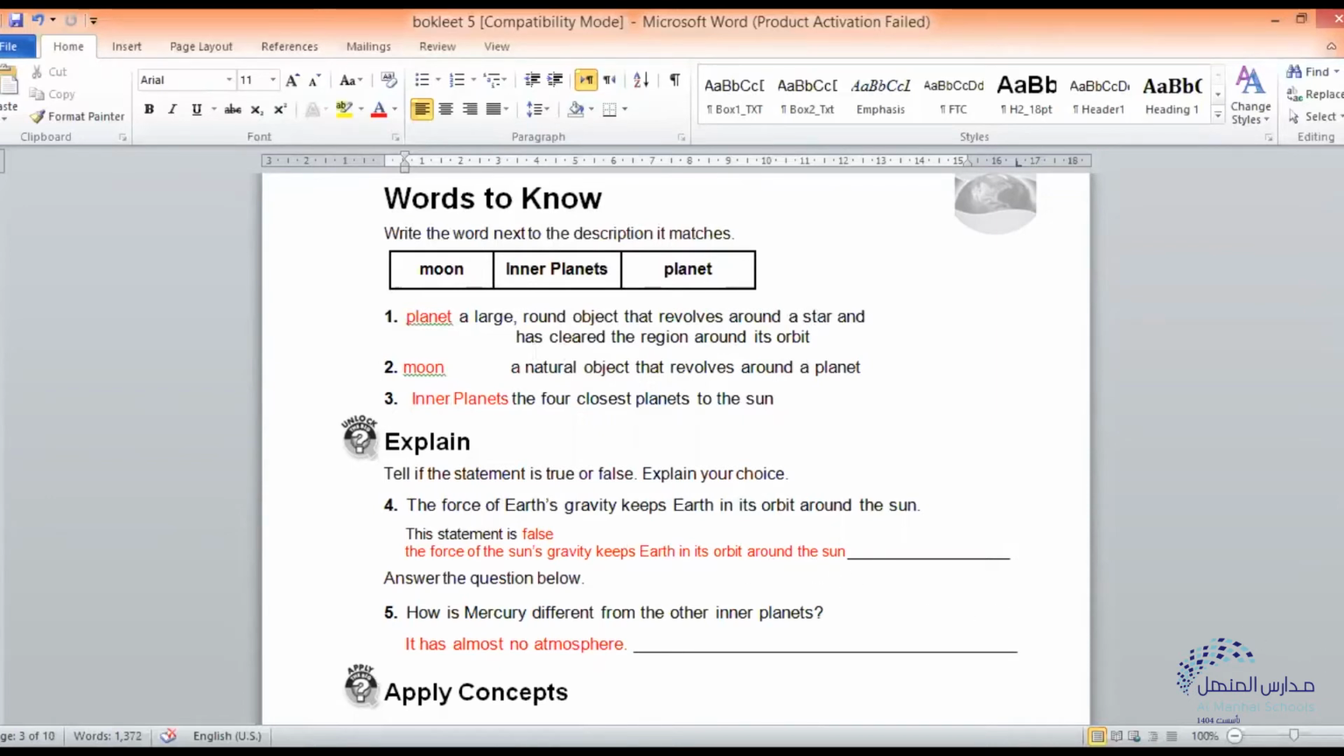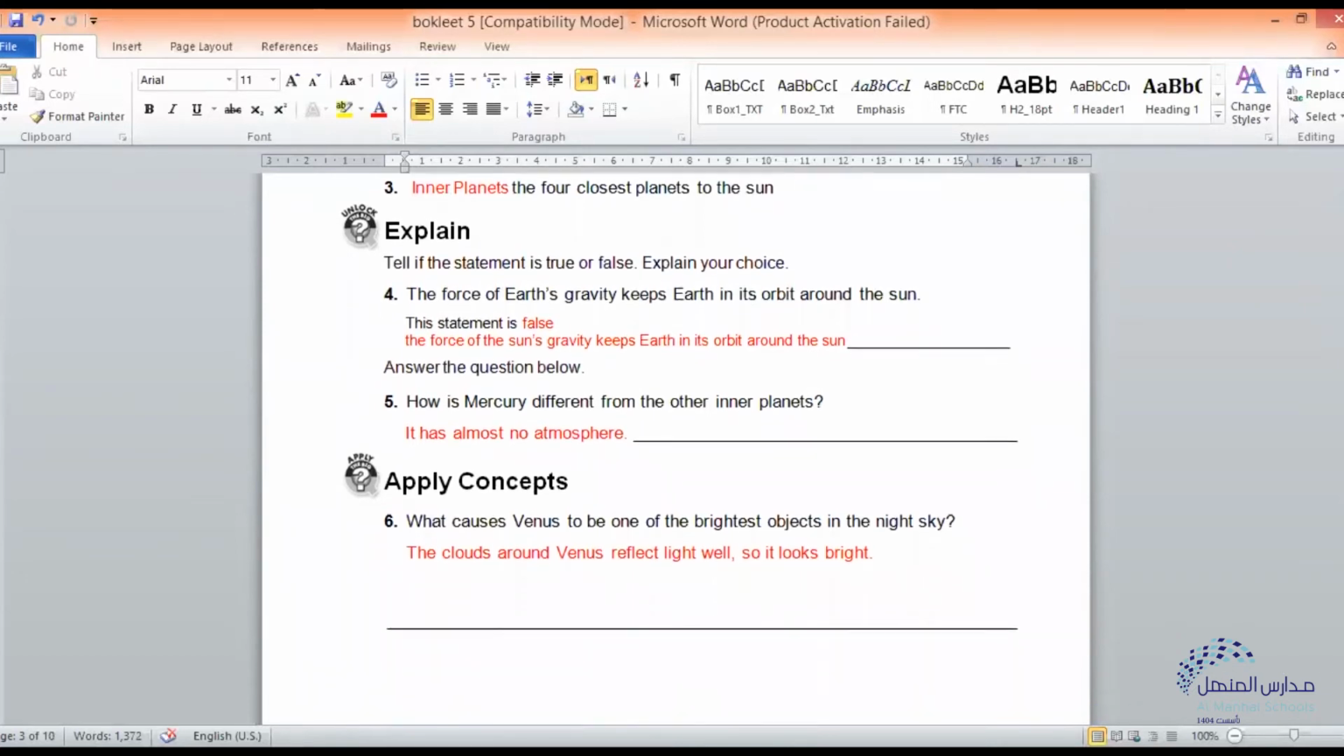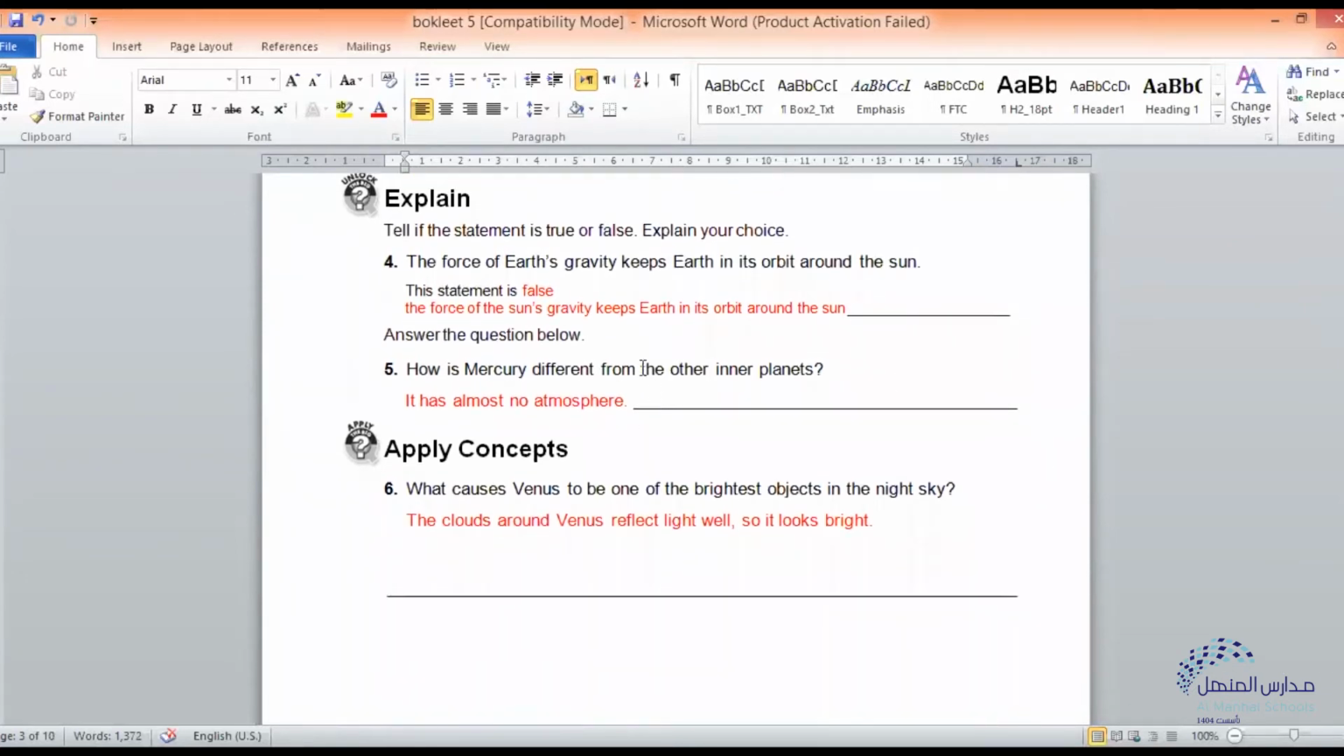Number 5, how is Mercury different from the other inner planets? I need something unique about Mercury. It has almost no atmosphere. You can see it is the smallest one, and it's the nearest one to the sun. What causes Venus to be one of the brightest objects in the night sky? The clouds around Venus reflect light well, so it looks bright. Now we are going to move to the next worksheet.